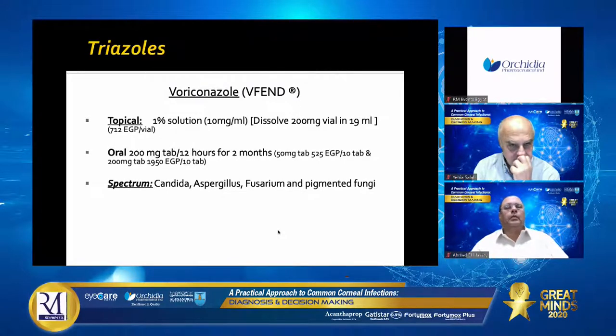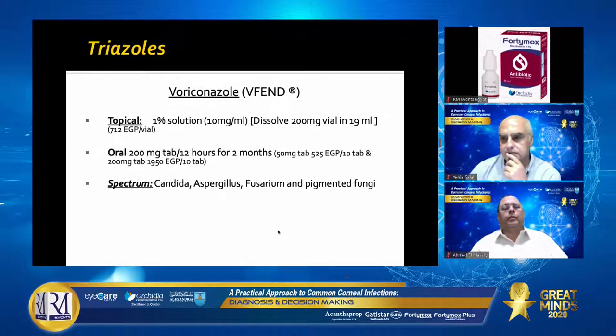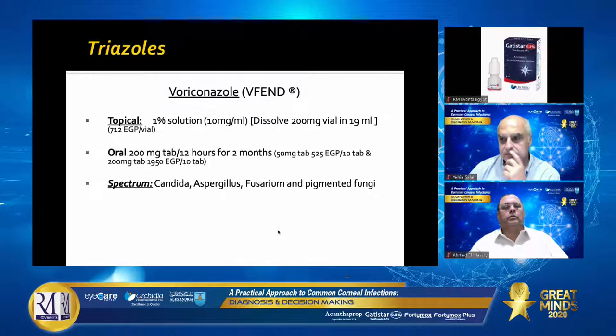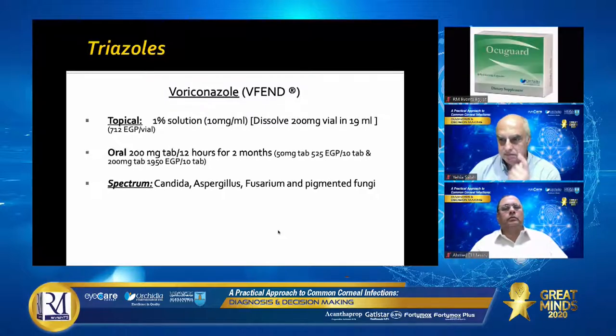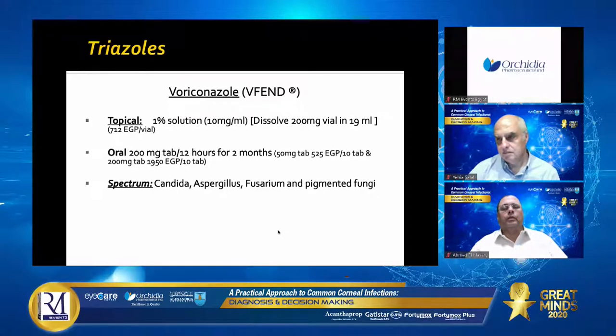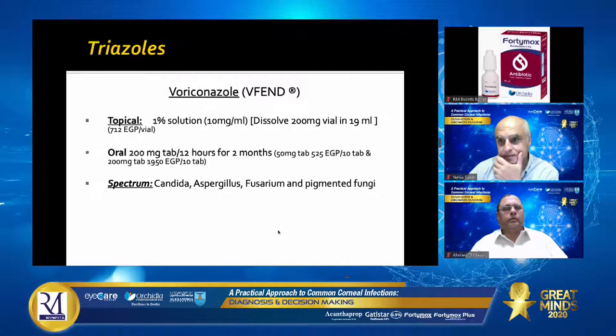Voriconazole, known in our market here in Egypt as Vfend, you can give it to the patient as a topical eye drops preparation, 1% solution, 10 milligram per milliliter. You dissolve a 200 milligram vial in 19 milliliters of water for injection. And I'm writing here the price because it is relatively expensive, but it is as effective as amphotericin B in fighting fungal keratitis.